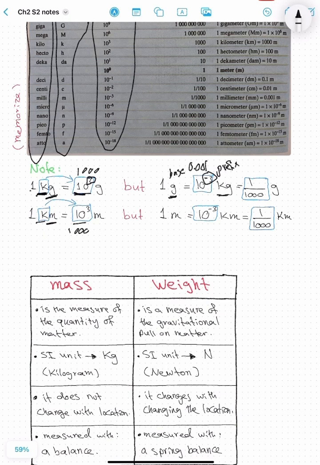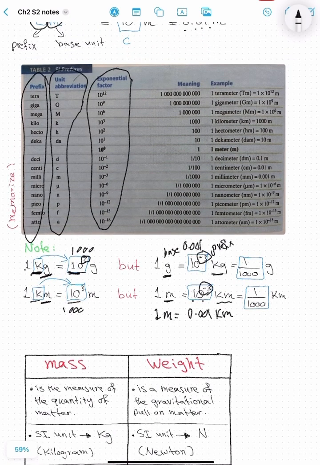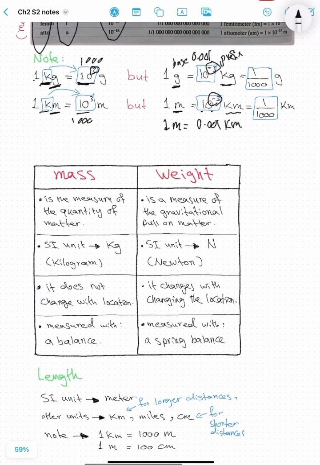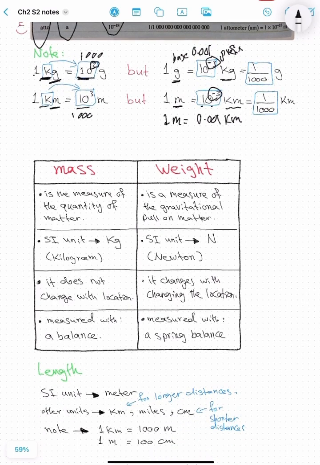Okay, same thing goes for meter. 1 meter is equal to how many kilometers? Look, kilometer is bigger than a meter, so this should be 10 to the power of negative 3, meaning 0.001 kilometer. 1 meter is equal to this. Okay, but if you do not memorize the table, you will not be able to answer questions and solve problems. And next we have the difference between mass and weight.